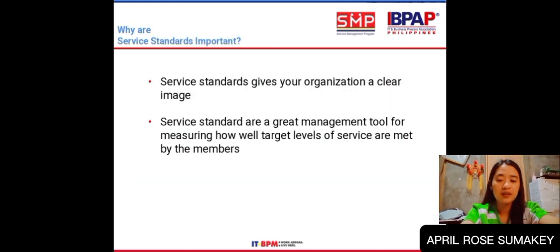Why are service standards important? Service standards are vital for maintaining high customer satisfaction, operational efficiency, and a strong brand reputation. Organizations that establish and uphold clear service standards create a structured, customer-focused environment that drives long-term success.